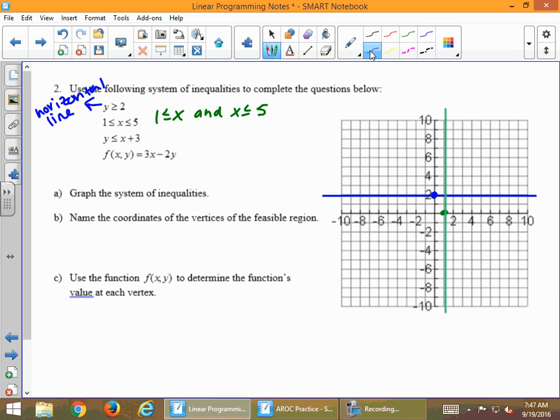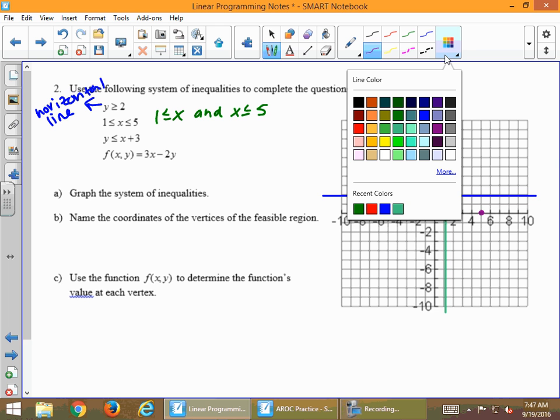Then you do the same thing with 5. You go to where x is 5, put a point, and draw a nice vertical line.